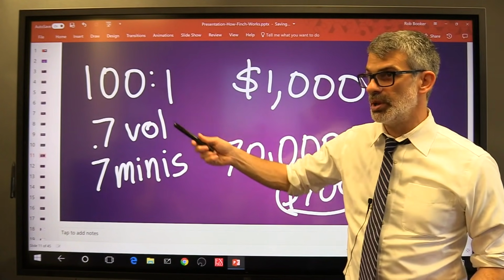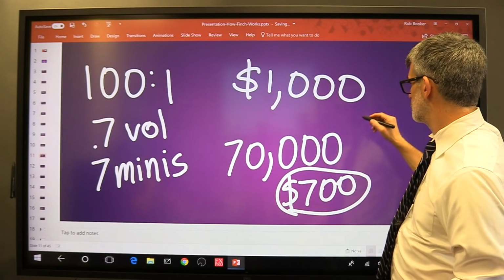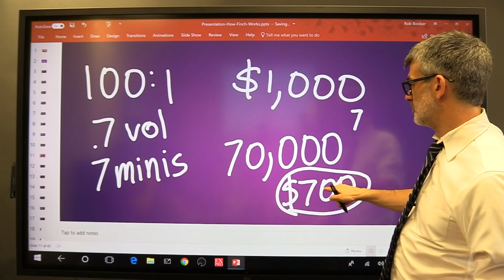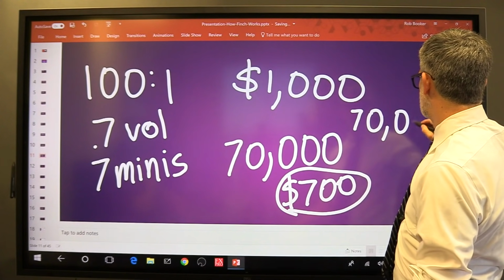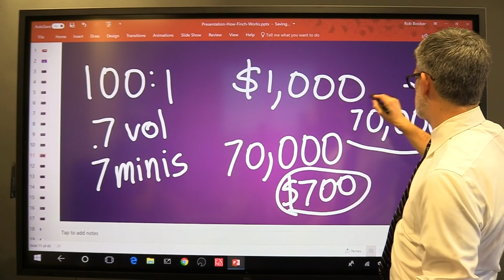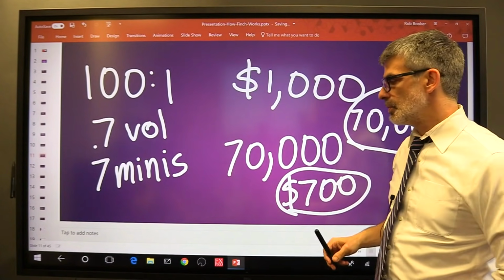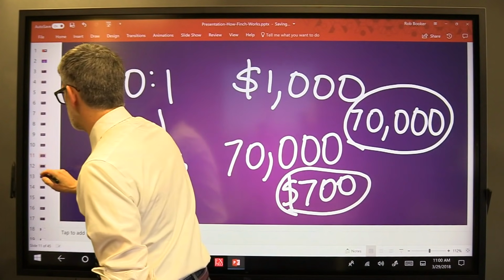700 times 100 is 7 plus 1, 2, 3, 4 zeros. 1, 2, 3, 4. And that gets you to your position size. So once again, let's do another example and we'll talk about it.